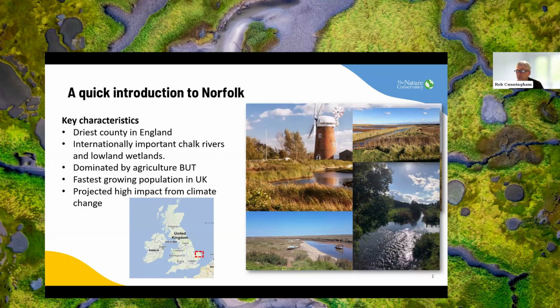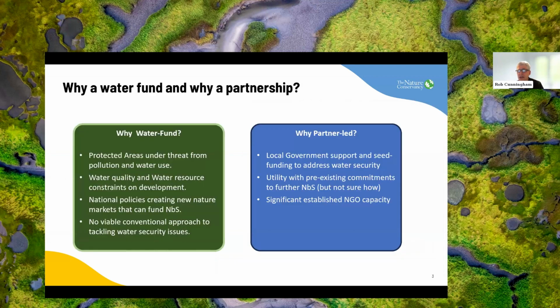It also has a very fast growing population, partly because it has a nice climate, lovely landscape, lots of wildlife. People want to live here. But because it's in the southeast of England, its geography makes it very vulnerable to climate change. So we've got this very rich wildlife, lots of pressures. And that's really where the idea of a water fund, a water investment program, really came from.